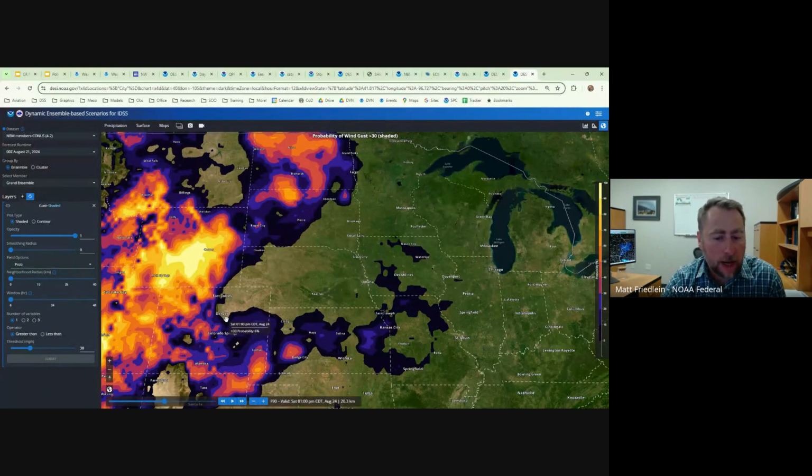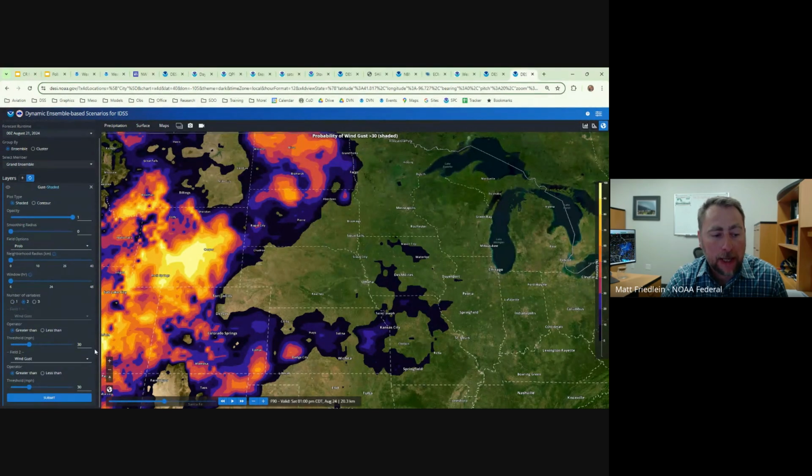So right here, I have loaded within DESI the probability of the wind gust exceeding 30 miles per hour from the NBM. Maybe we're curious of where that overlaps the RH less than 25%. And to do that, you just can click your number of variables. We'll click that to 2, and then we can set a new variable here and a threshold there.